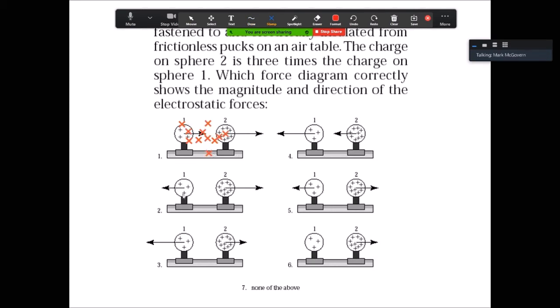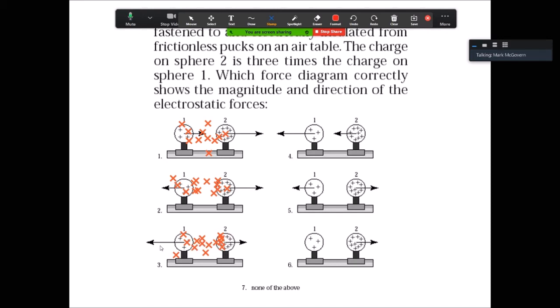Number 2, I like a little bit because we are seeing repulsive forces here. What I don't like is that Newton's third law is not being obeyed here, because the forces are not equal and opposite. So, wrong. Number 3, wrong for the same reason.